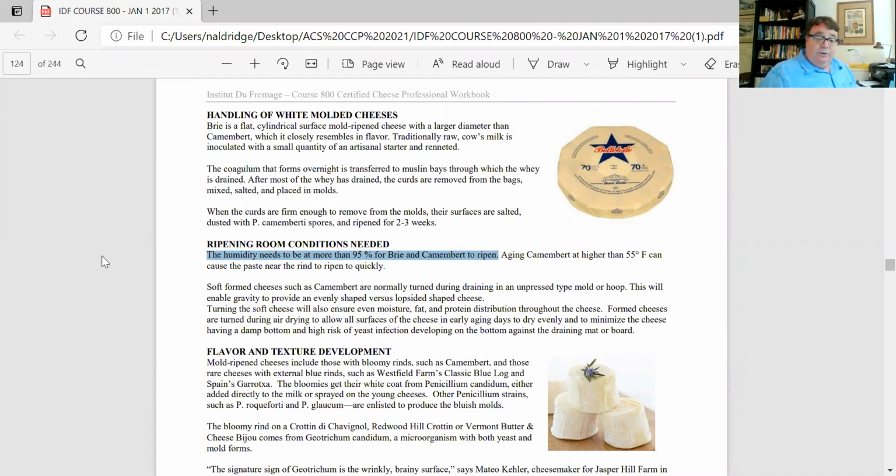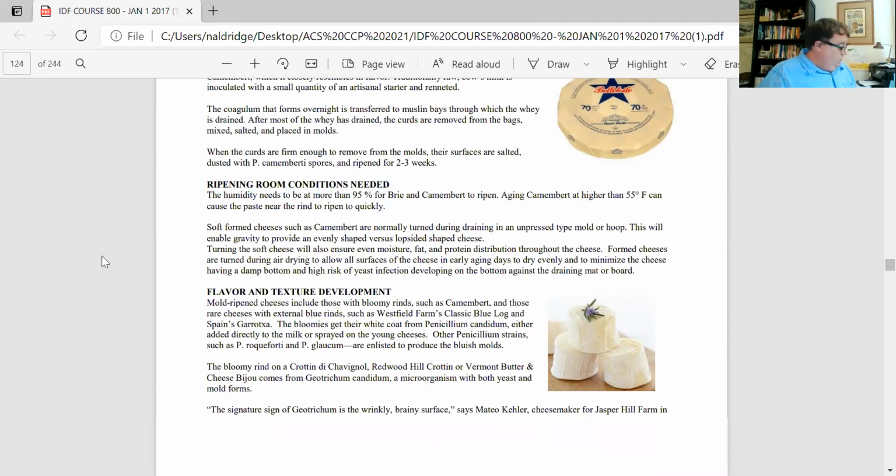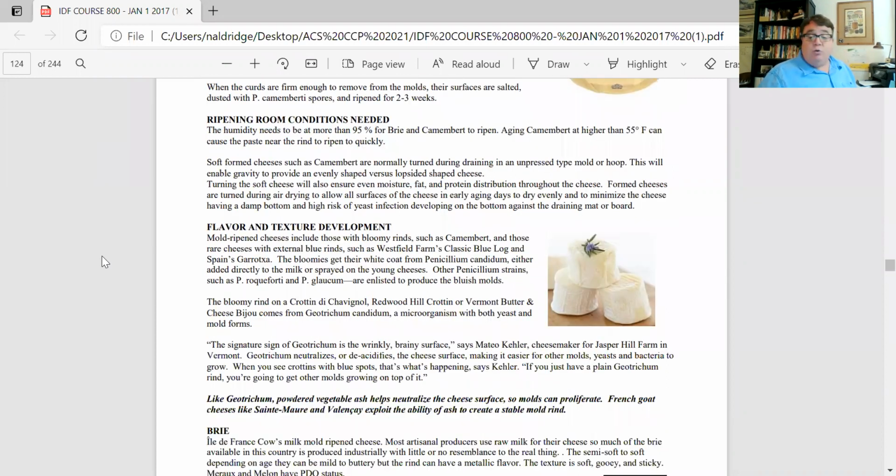And then moving forward here, you're going to get into a new term, geotrichum. Know a geotrichum rind, and you'll see that on page 124. The signature sign of geotrichum is the wrinkly, brainy surfaces. And that comes from Mateo Kehler. So Mateo, I'd probably listen to him. He's a big dog in the cheese world. But that's where geotrichum comes from, know that.